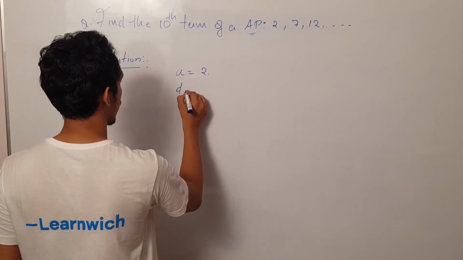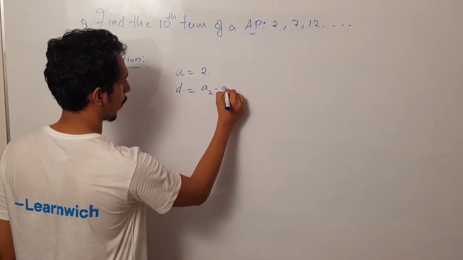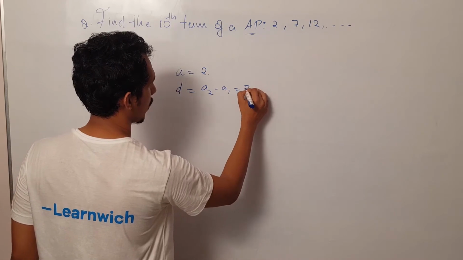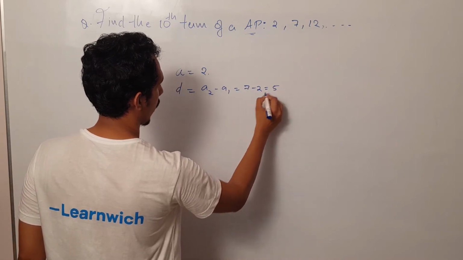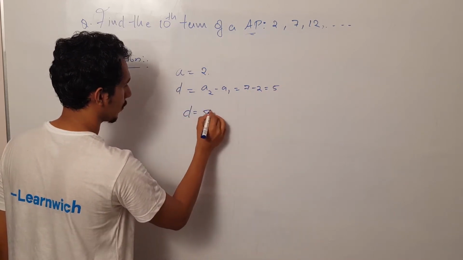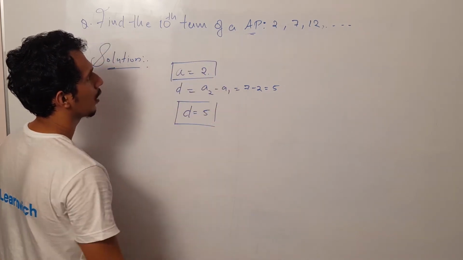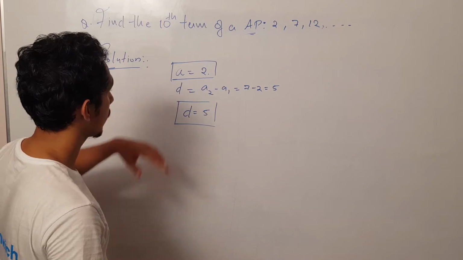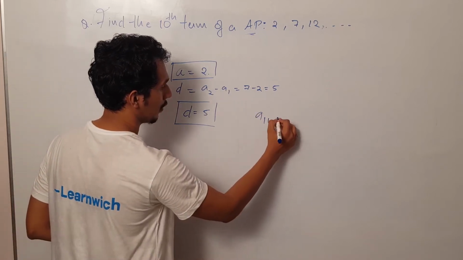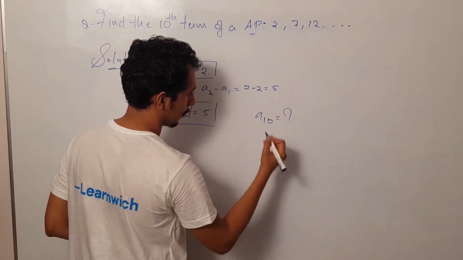Then the common difference D is A2 minus A1, which is 7 minus 2. You get 5, so D is equal to 5, okay? A is equal to 2, and you have to find the 10th term. So what are you asked to find? You have to find the 10th term.